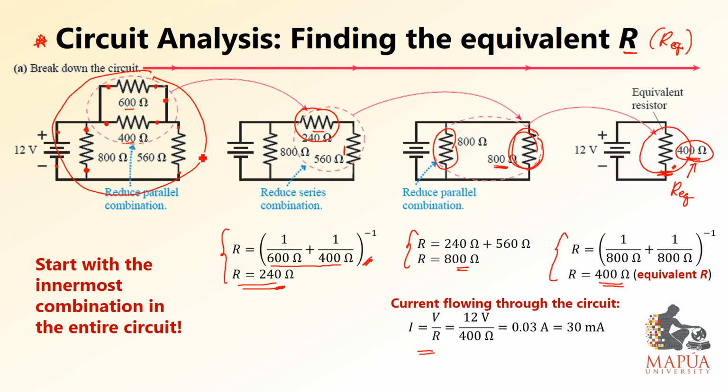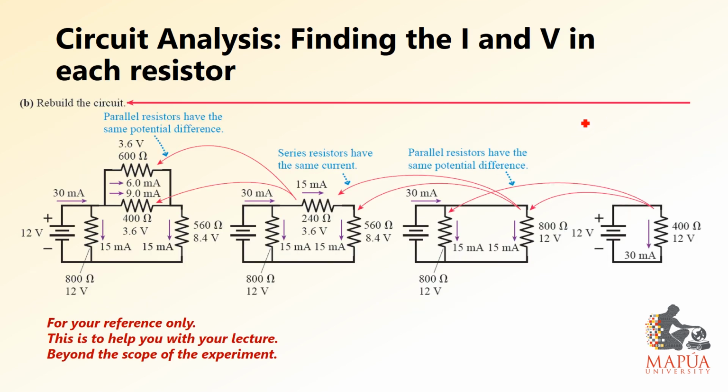Now if you want to know the current and the voltages for all the original resistors as well as your intermediate resistors, what we do is we start with the equivalent circuit, and then we go backwards like this. However, for this experiment we're not going to do this, but this is for your reference only, so that this will be able to help you with your lecture in due time.